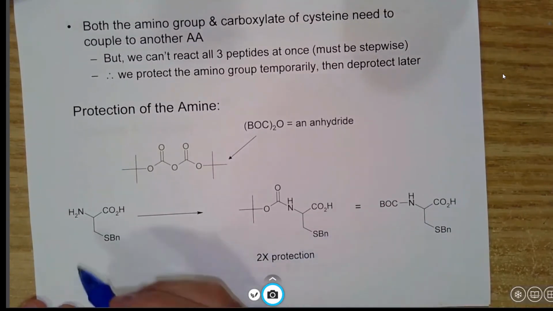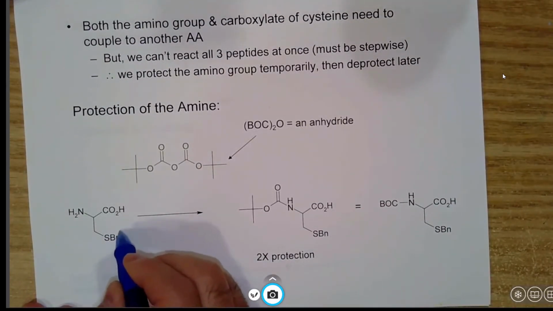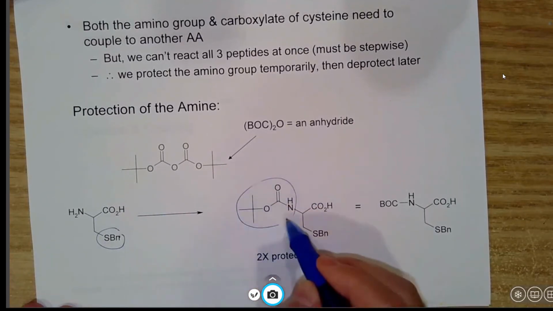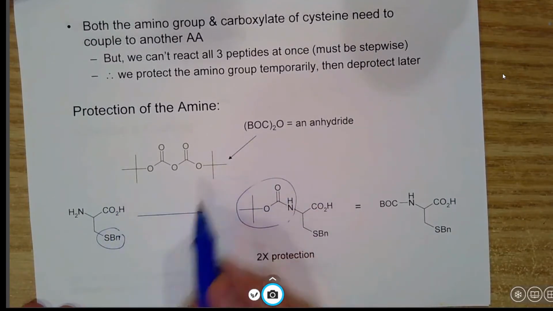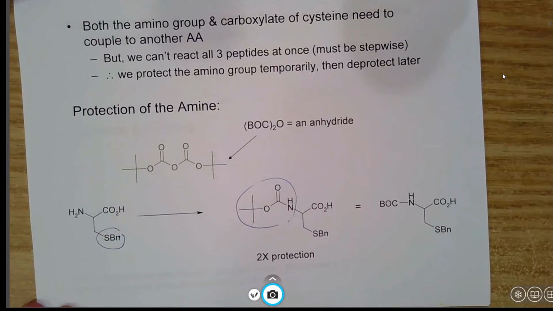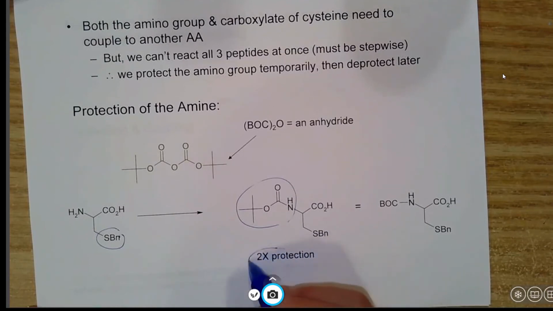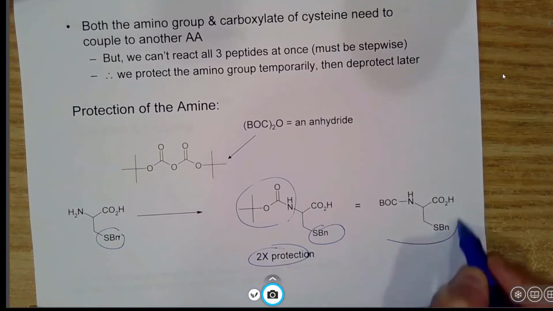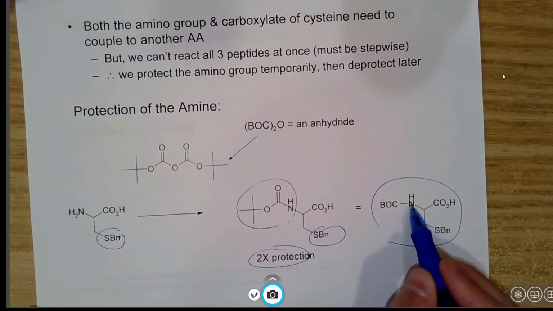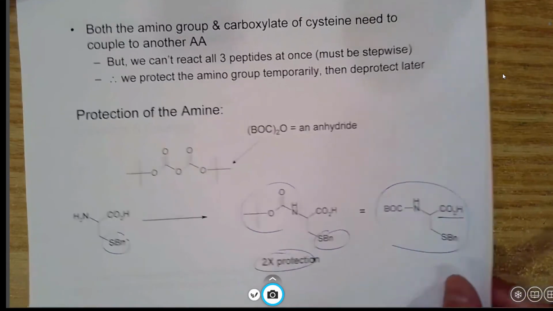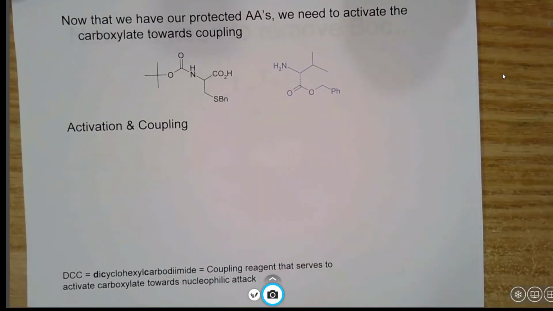So this is where we take our cysteine that has a protecting group here, and we're going to now protect the nitrogen with our good friend Boc anhydride. We take Boc anhydride and we react that. This thing is doubly protected because your cysteine is protected. We have the Boc group, the benzyl group, and a free carboxylic acid that needs to be activated. Now that we have our protected amino acids, we need to activate the carboxylic acid towards coupling.